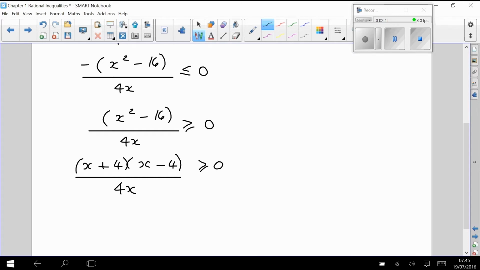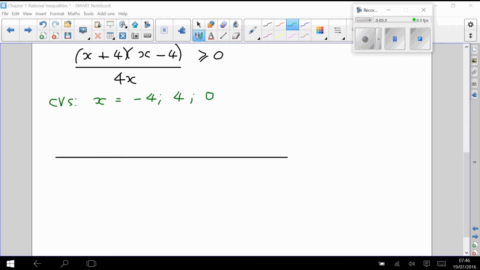Now I need to know what my critical values would be if I'm going to put them onto my number line. Now remember, I told you that if you're going to find your critical values, and it's an inequality, not an equation, you're not allowed to use the LCD to get rid of the denominator, because that is a very important value. My LCD may never be equal to 0. In other words, the critical values that I'm going to find here are going to be when x is equal to minus 4 and 4, and when x is equal to 0.